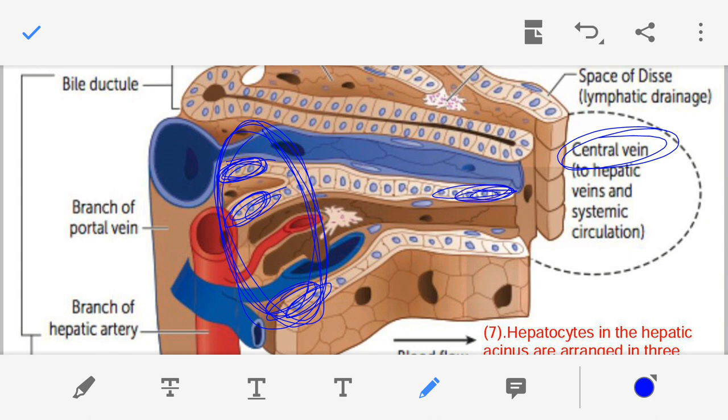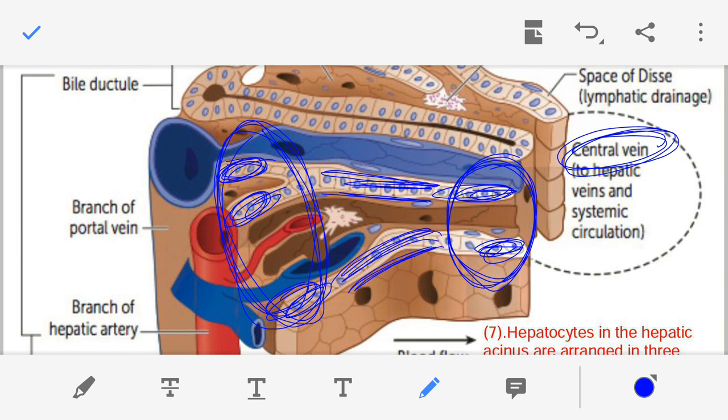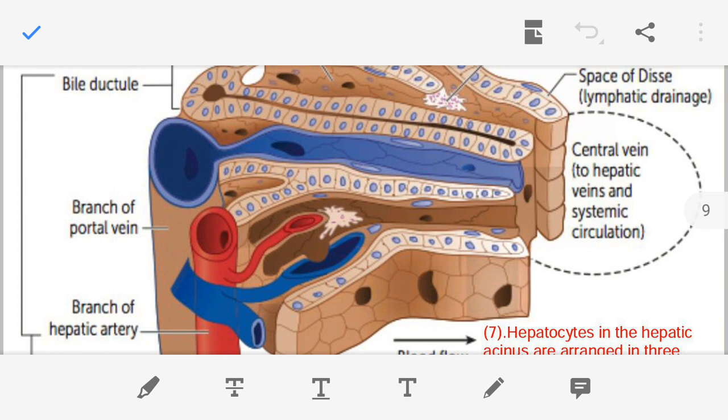This hepatocyte, which is close to the central vein, they are forming zone 3, and this intermediate cell between zone 1 and zone 3, this intermediate hepatocyte, they are known as zone 2. So this is zone 2, this one is zone 1, and this one is zone 3. Okay.